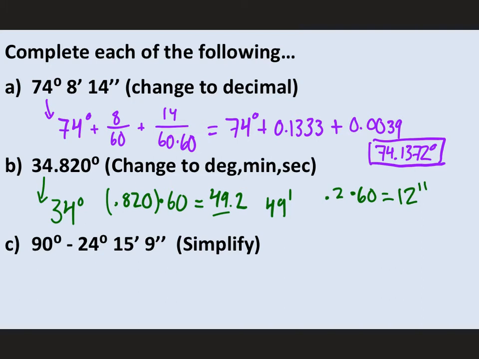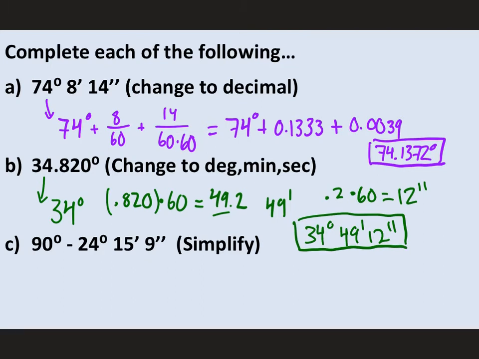So in total, I have 34 degrees, 49 minutes, and 12 seconds. So this is taking a decimal and turning it into degrees, minutes, and seconds.